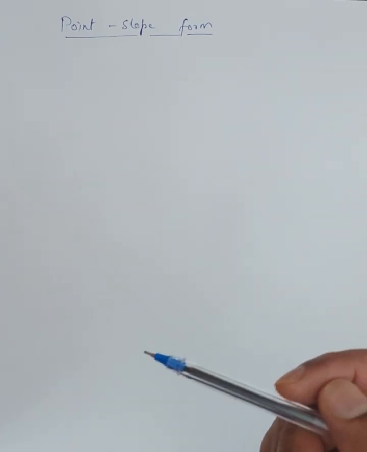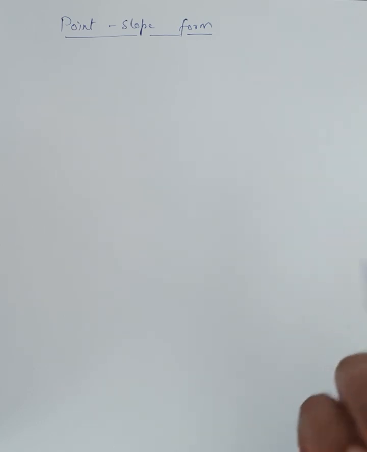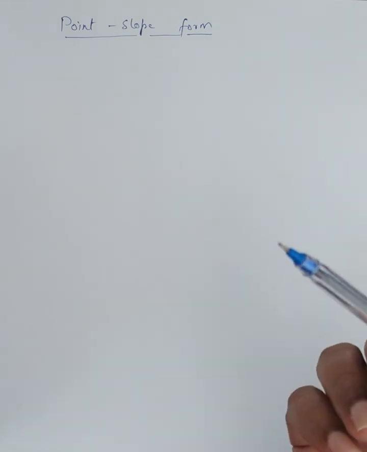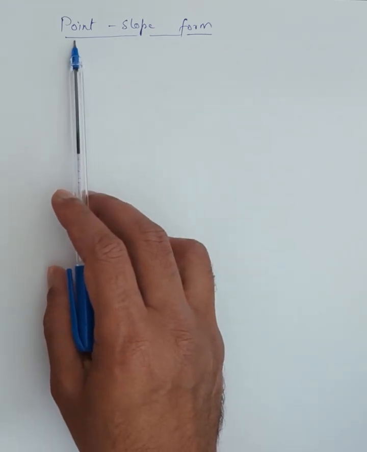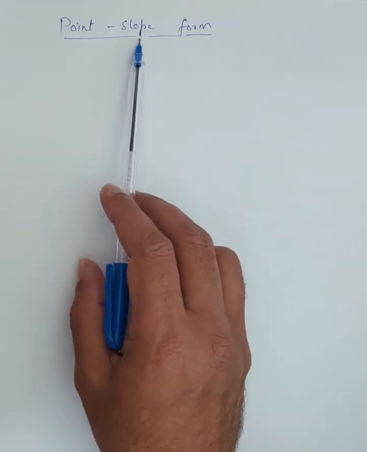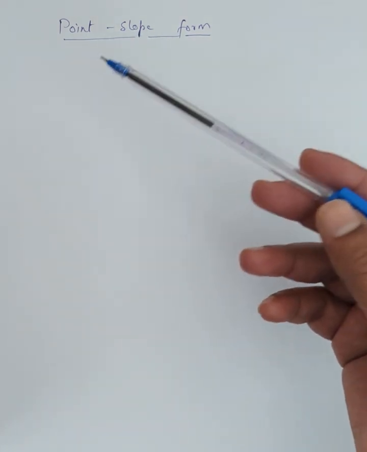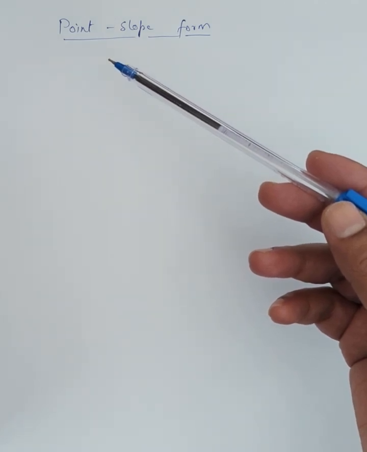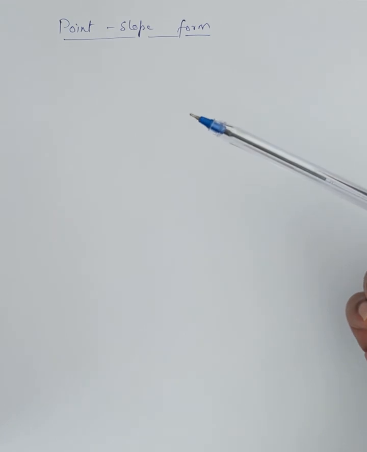Point slope form. Point slope form is an equation of a straight line which could be written whenever we are given a point and slope of a line. In an earlier video, we talked about slope-intercept form. So there, we were given slope and y-intercept. What's the difference between slope-intercept and point slope form then?